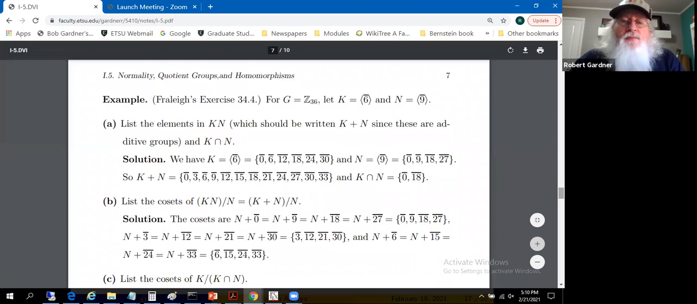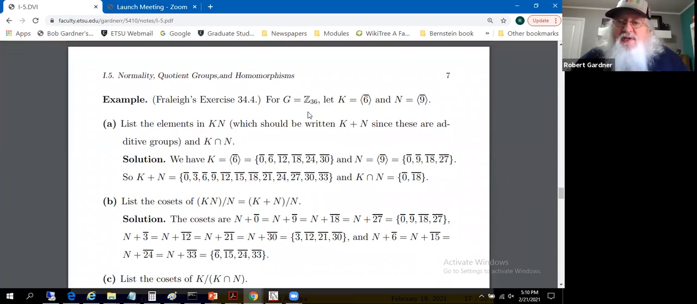So let G, say, be the integers mod 36. Let K consist of the subgroup generated by the equivalence class 6 bar. Let N be the subgroup generated by the equivalence class 9 bar. Quick observation: everything in sight is a normal subgroup here because we're dealing with an abelian group. So the normality stuff isn't an issue, but just for the sake of illustration, let's list all the elements in KN. An additive example should denote that K plus N instead of K times N. It's just notation.